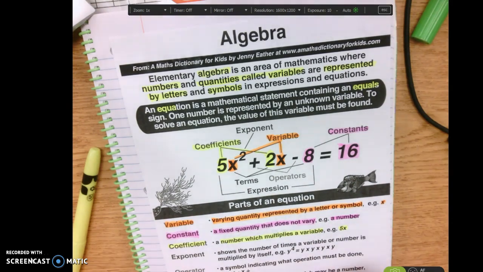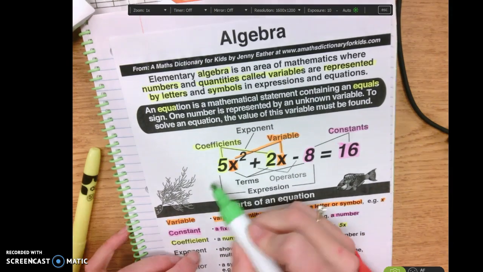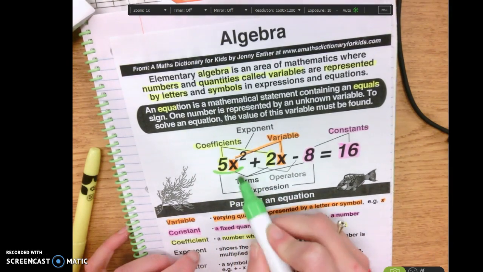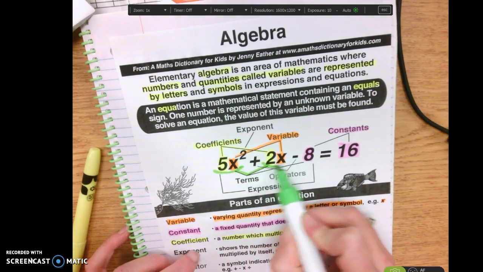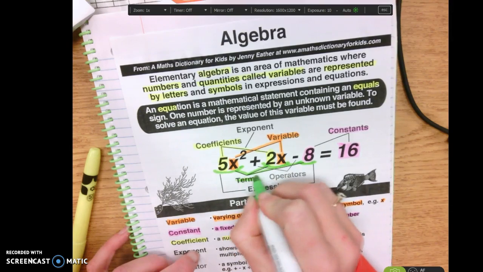As well, we need to talk about the terms, and that'll come in handy when we are combining like terms or when we are trying to simplify the terms. Again, that'll come later in our unit, but just so you are aware, the terms, 5x is a term, 2x is a term, and this 8 is a term.